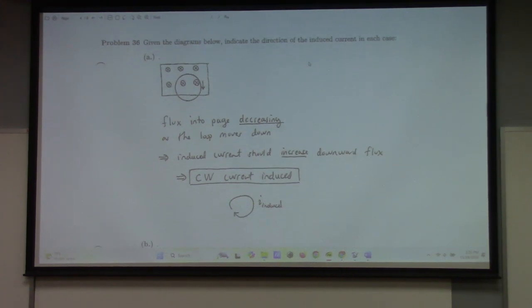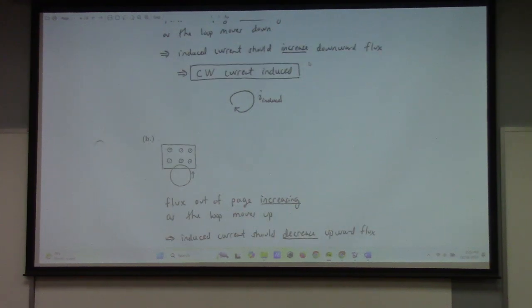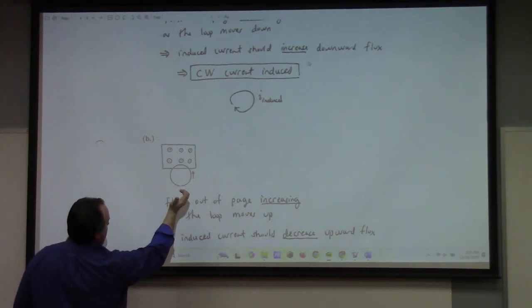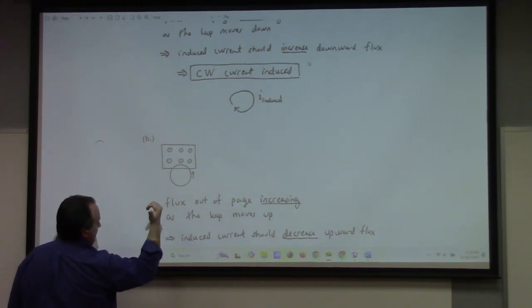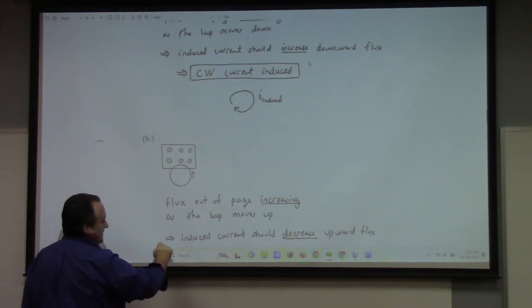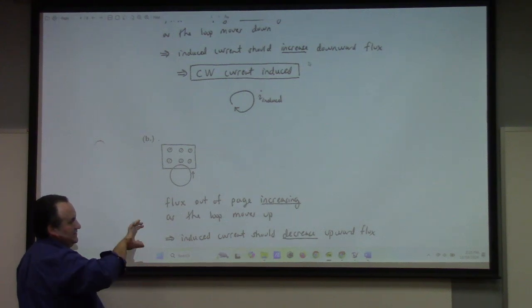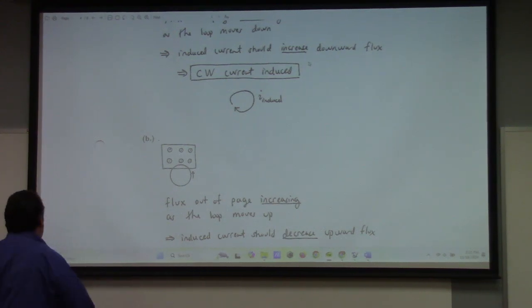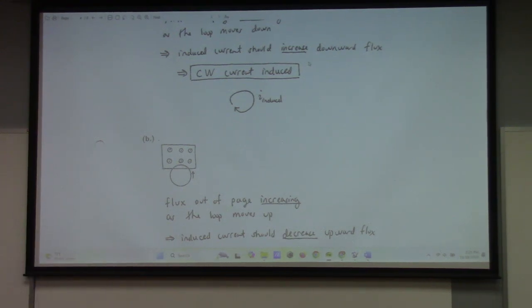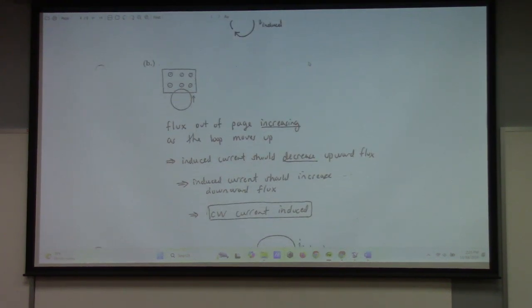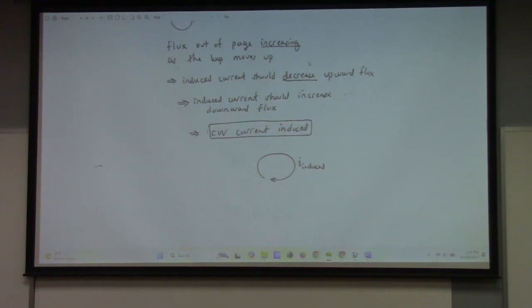to stop its decrease. This one, we're pushing the loop in, and as we push it in, the flux is increasing out of the page, right? So we would like the induced current to decrease the upward flux, which is to say to increase the downward flux. So again, clockwise. A and B both clockwise.